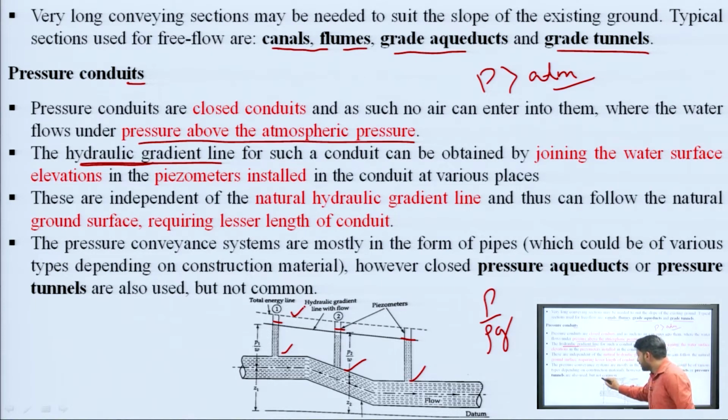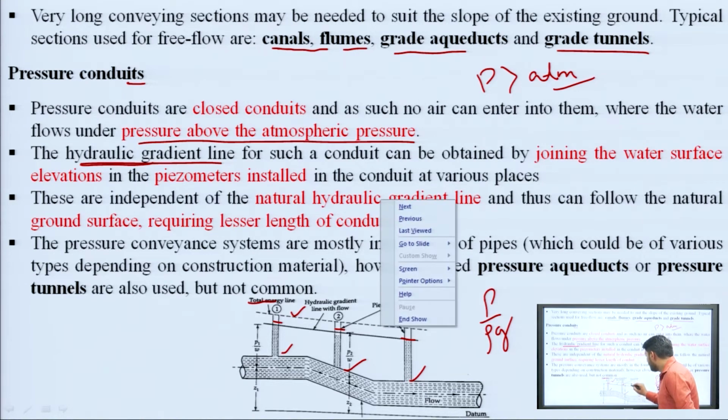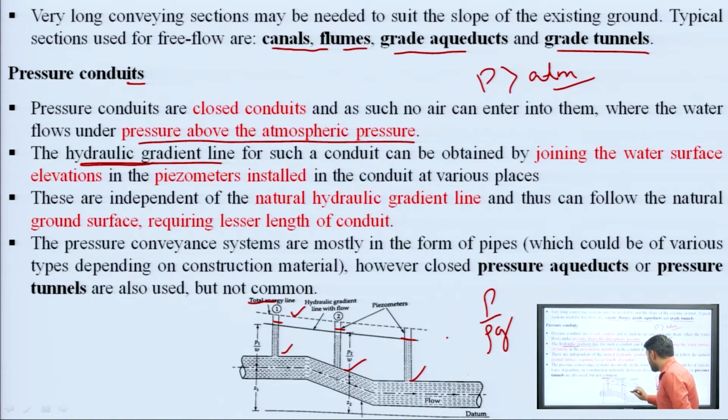To get the total energy line, what we will do is simply add our velocity head. After adding the velocity head, we will get the total energy line.